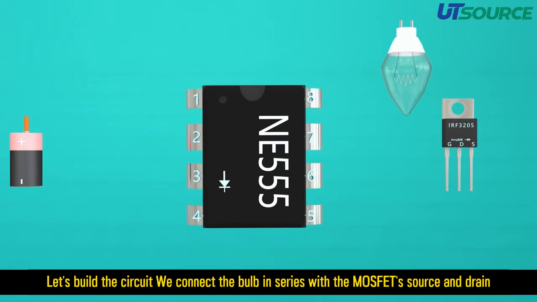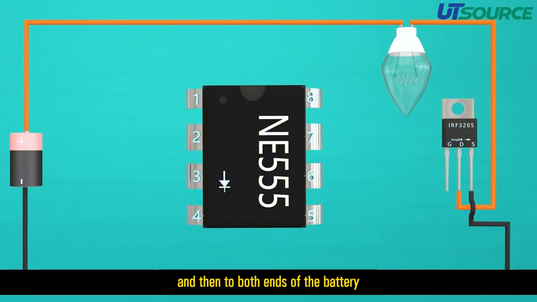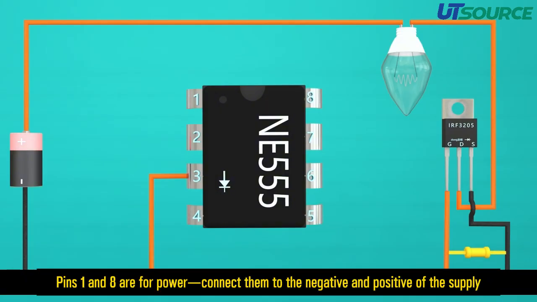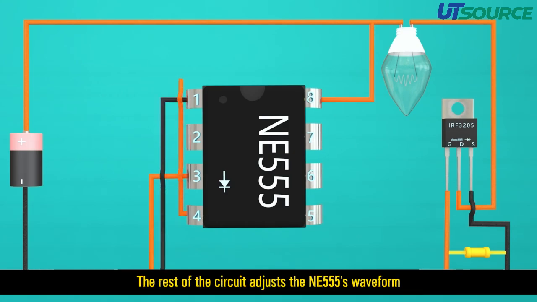We connect the bulb in series with the MOSFET's source and drain, and then to both ends of the battery. Pin 3 of the MI555 is the output pin. We connect pin 3 to the MOSFET gate and place a resistor between the gate and ground to enable fast switching. Pins 1 and 8 are for power. Connect them to the negative and positive of the supply. The rest of the circuit adjusts the MI555E's waveform.